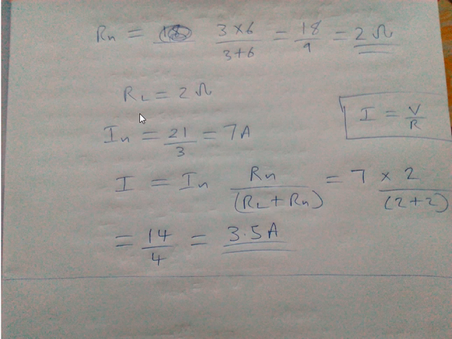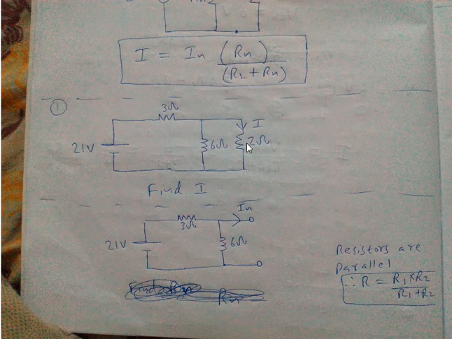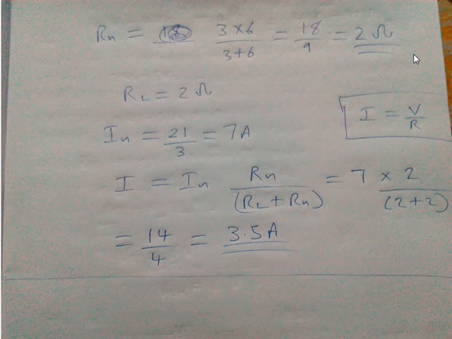And RL, as I mentioned before, is the resistor through which the unknown current is passing. That is what RL is all about. So here it is 2 ohm. So Rn is 2 ohm and RL is 2 ohm. Now what you need to do is find IN.